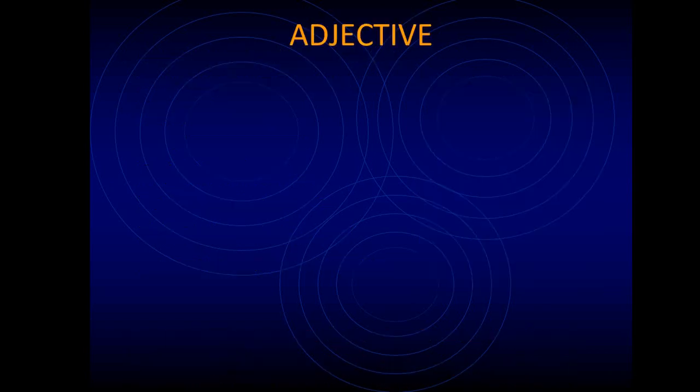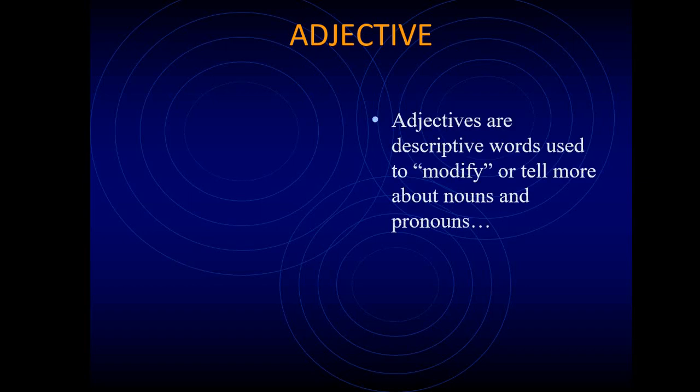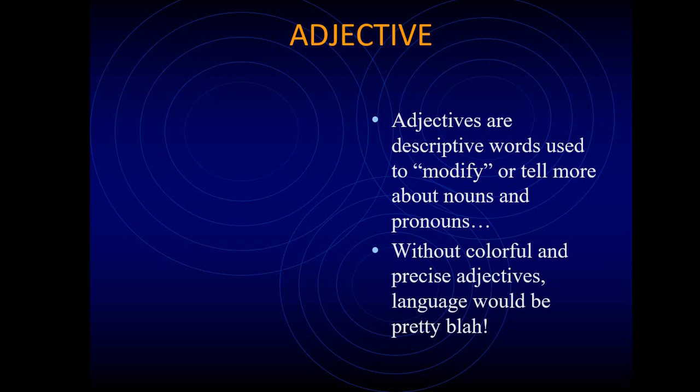Let's continue with the fourth one, I believe. Yeah. Adjectives. What's an adjective? Adjectives are descriptive words used to modify or tell more about nouns and pronouns. So, without colorful and precise adjectives, language would be pretty blah. So, the role of the adjective is to describe a noun or a pronoun.